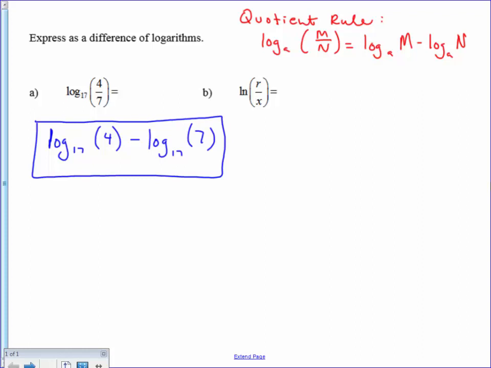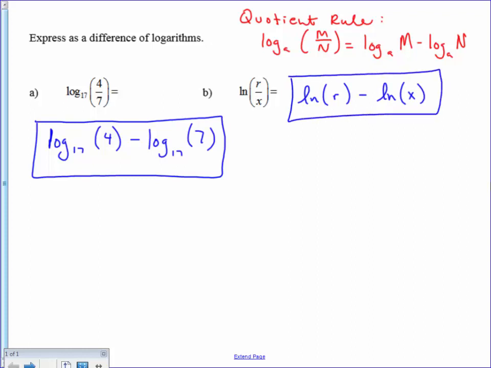Next one over, you have natural log of r over x. Okay, we see that we're taking a single log of a quotient of two values. And so this would be rewritten as natural log of the top value minus natural log of the bottom value. And that is your answer.